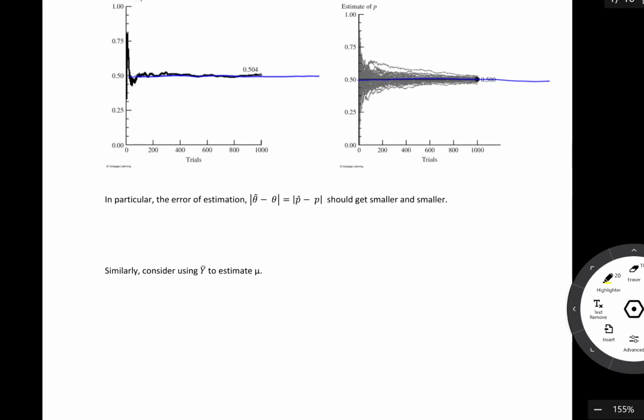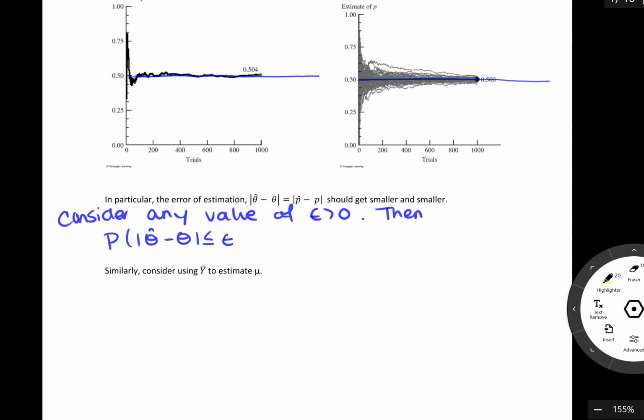So in particular, if we consider any value of epsilon greater than 0, where epsilon is just some small number that's not equal to 0, then what we're saying is the probability that the absolute value of theta hat minus theta is less than or equal to epsilon, which for this example is the probability that y over n minus p is less than or equal to epsilon, should get closer and closer to 1.